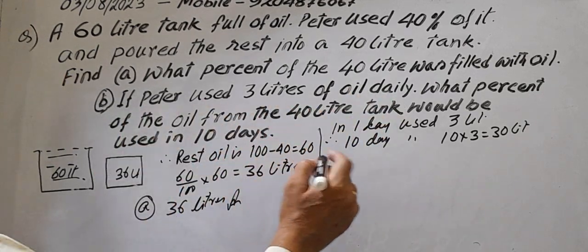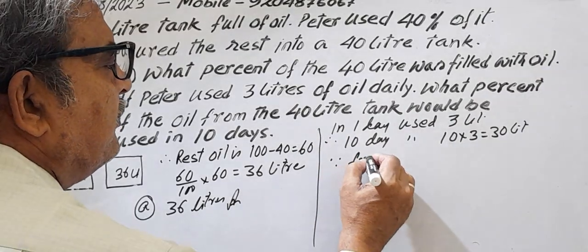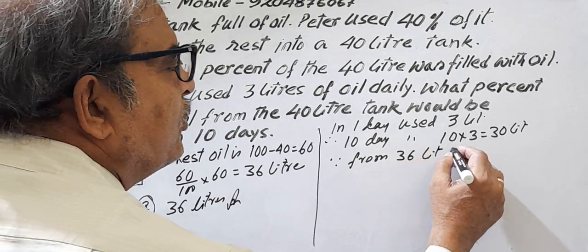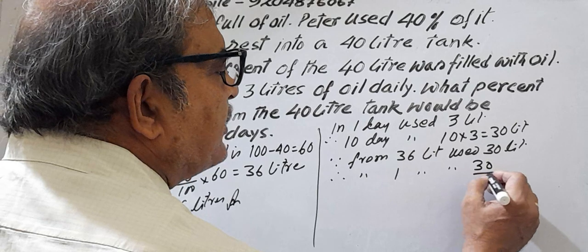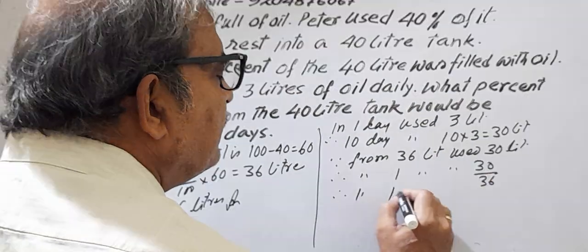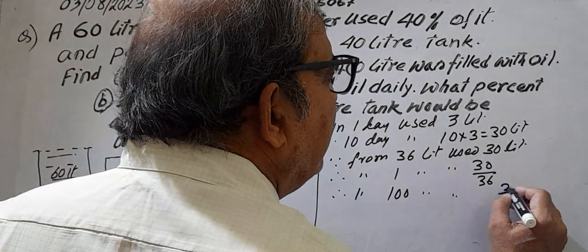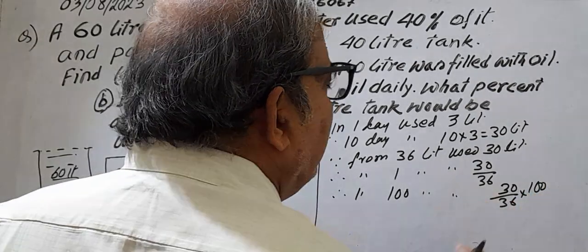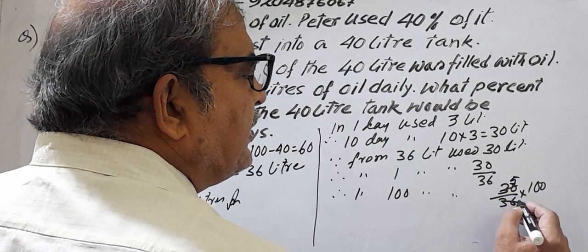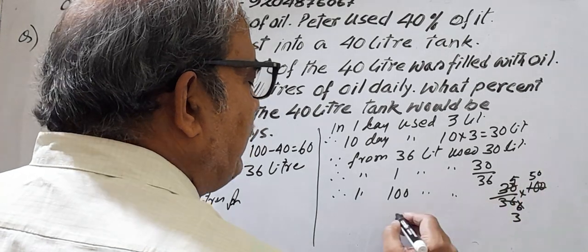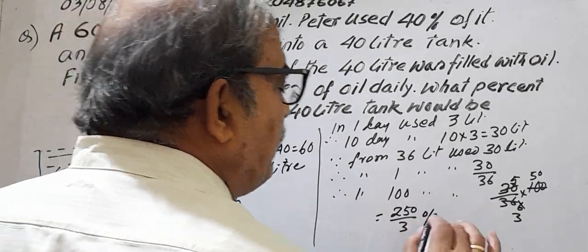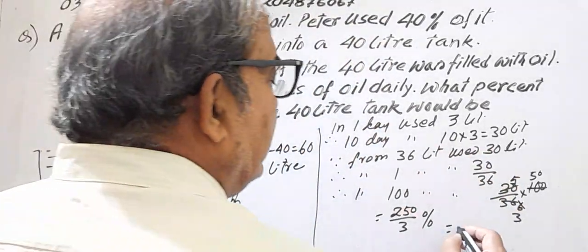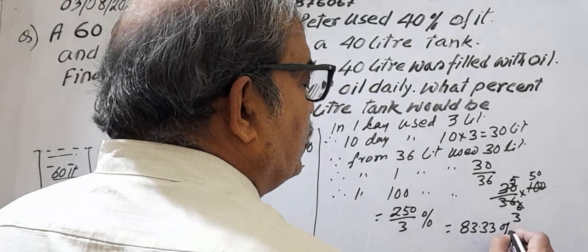Now the percentage, it is asking percentage. So when from 36 liters 30 liters are used, therefore from 1 liter used 30 by 36. From 100 liters, used 30 by 36 into 100, because when it is compared with 100, just remember. So this is 5, this is 6, and this is 3, and this is 50. That means 250 by 3 percent of oil is used within 10 days. That means 83.33% is used. It is another answer.